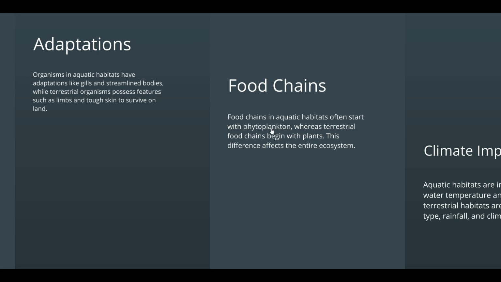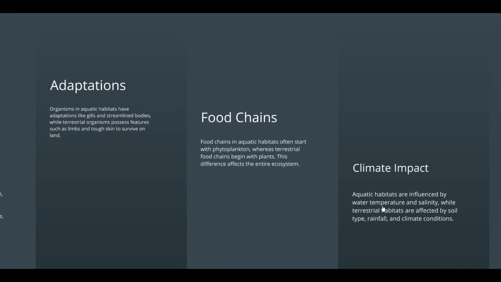Phytoplankton are tiny microscopic plants that float on the surface of water. So it's an additional term. So you guys can memorize the term phytoplankton. It will be helpful in the higher classes. Okay.